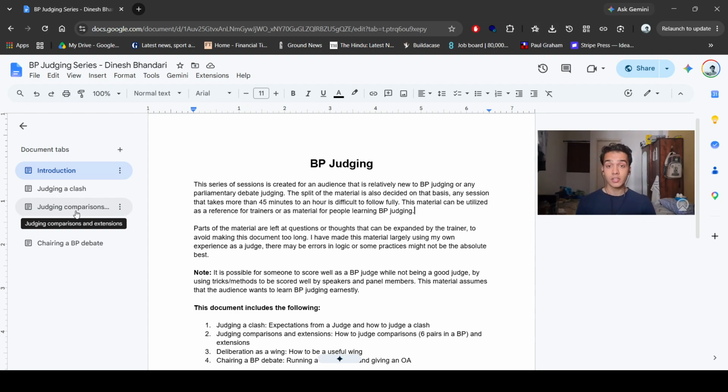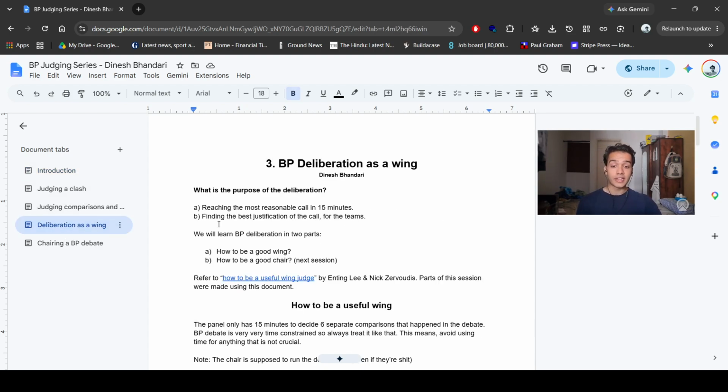The second section is judging comparisons. A BP comparison is a comparison of two teams. There are six comparisons in the BP debate and extensions. Extensions are really important in BP debating because out of the six comparisons, five depend on you judging the extension well, and hence you should know how to judge an extension, how to credit it, and how to decide that this extension is more important than their own opening, etc. Right? That is the second session. The first two sessions together make the first part of BP judging, which is getting the correct call or the most justified one.